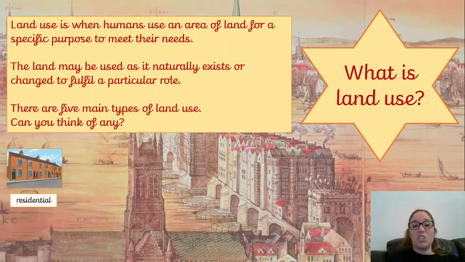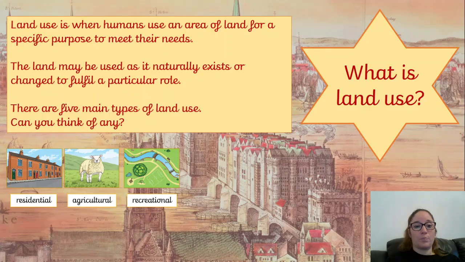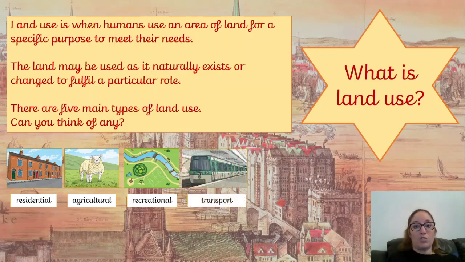Okay, so residential, people build houses. Agricultural, so people use land for farming and growing crops. Recreational, so they might want to make parks and tennis courts, football pitches. Transport. And commercial, so shops. Okay, so there's lots of different uses of land there.